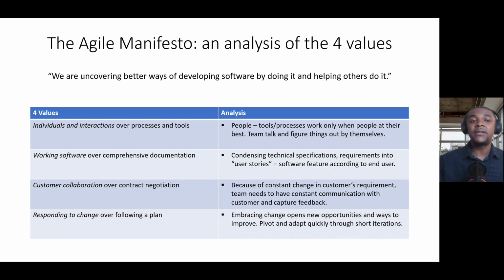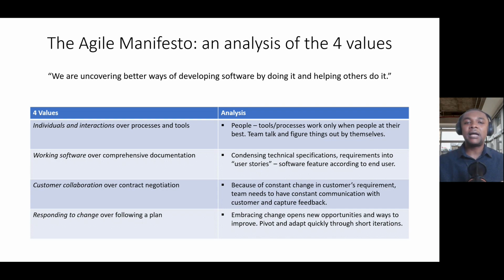All right, so the first one says, quote, "individuals and interactions over processes and tools." Before that, I just wanted to draw your attention to the slide. You realize that some parts of the information were italicized just to give you emphasis of where the importance lies. It doesn't mean that the full sentence doesn't make sense, but just to give you attention to where the value lies more. So when it says individuals and interactions over processes and tools, what does that mean?